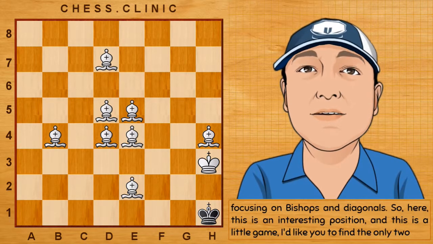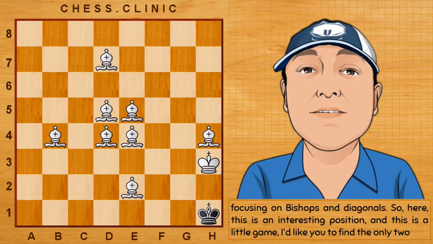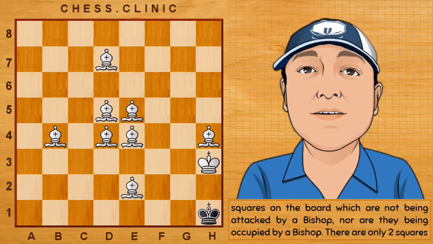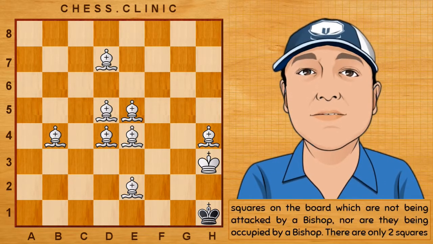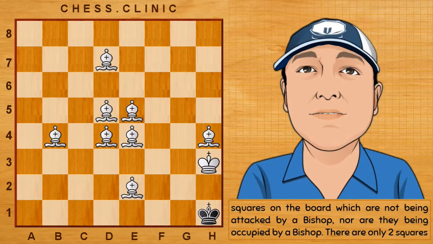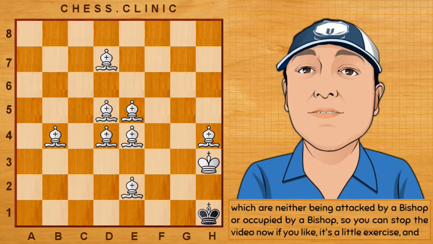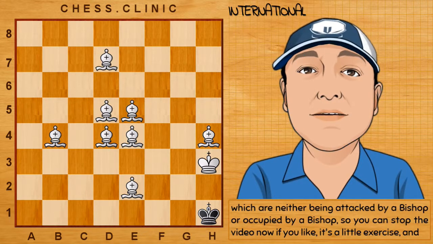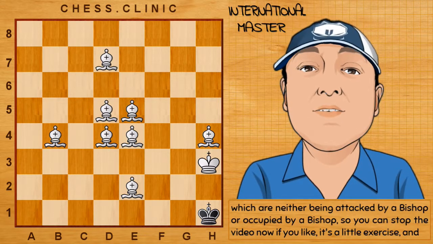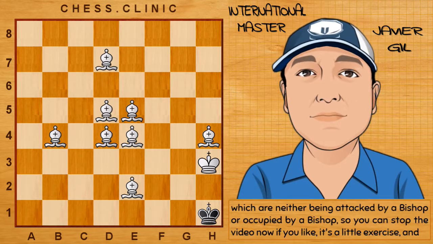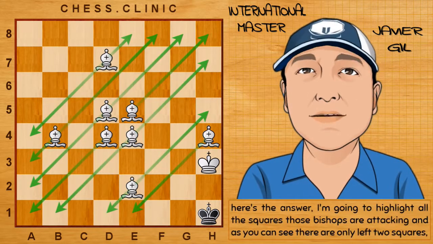Okay, so here, this is an interesting position, and this is a little game. I'd like you to find the only two squares on the board which are not being attacked by a bishop, nor are they being occupied by a bishop. Okay, there are only two squares which are neither being attacked by a bishop or occupied by a bishop. So you can stop the video now if you like. It's a little exercise. And here's the answer.